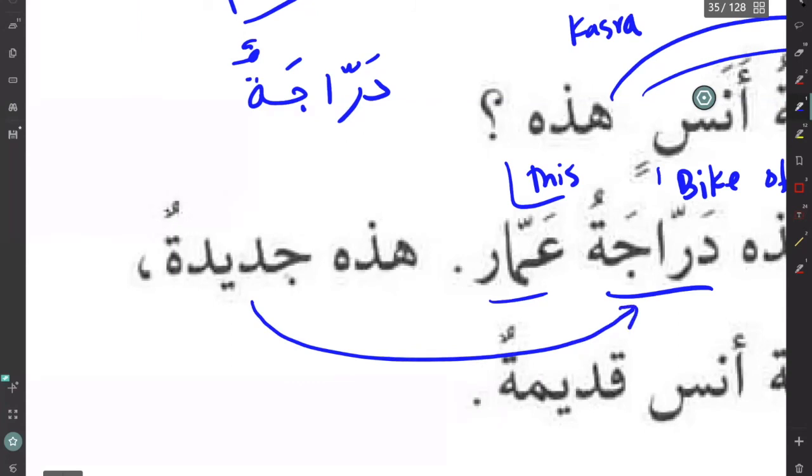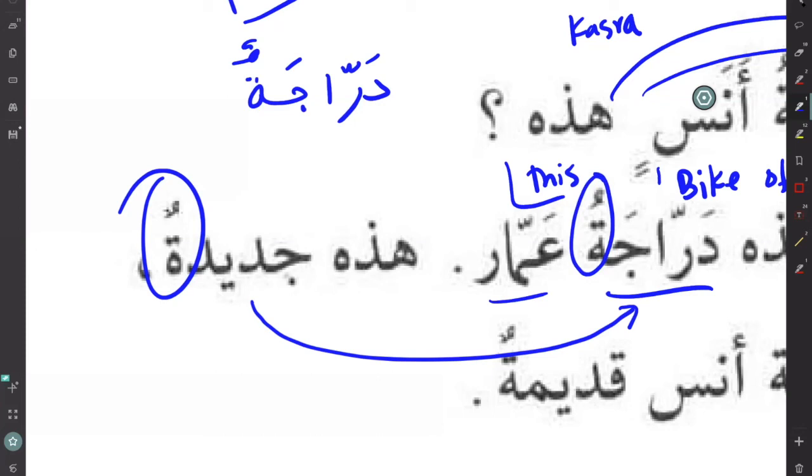Hold on a second. Bike is a bike. So why do I have to use the feminine version? Because the bike, the word itself, is feminine. Yes, because darraja has ta marbuta. And this hadhi is referring to darraja. See, everything is connected. So once you know your noun, the subject, and you understand whether it's masculine or feminine, then you know what to do. You know what kind of pronoun to use.